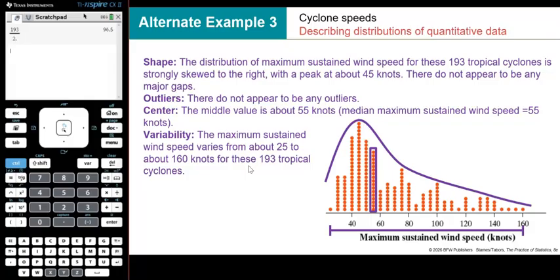And then the variability is how spread out it is. So the maximum is about 160. The minimum is about 25-ish. So yeah, it varies from 25 to 160. And that's enough to say right now, we're going to learn more about these mean, medians, and modes, and ranges, and standard deviations, and IQR, measures of spread. So we're not quite there. So just talking about the variability, it goes from about 25 to about 160 there for the cyclones.